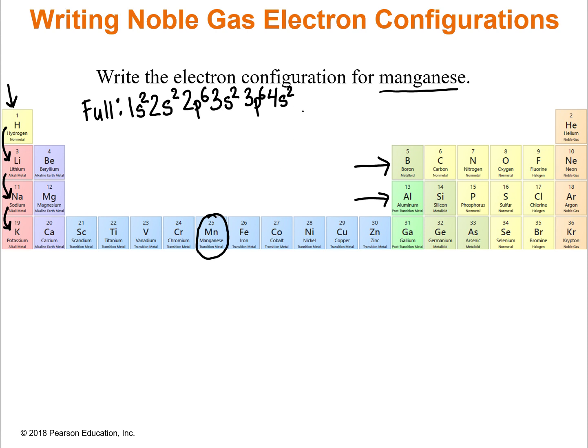But now we're in the 3d, which is in period 4. And we need to count. 1, 2, 3, 4, 5. If you add all of those numbers up, you should get 25 electrons. So that's another way that you can check your work, at least in terms of the numbers. It's not going to tell you that your order is right, but you at least have the right number of electrons.